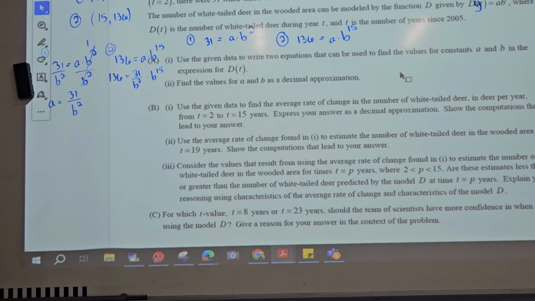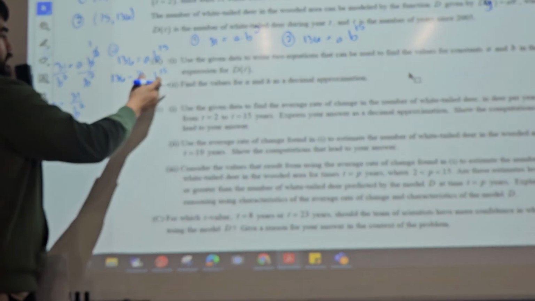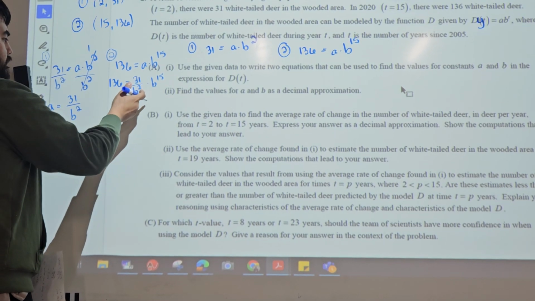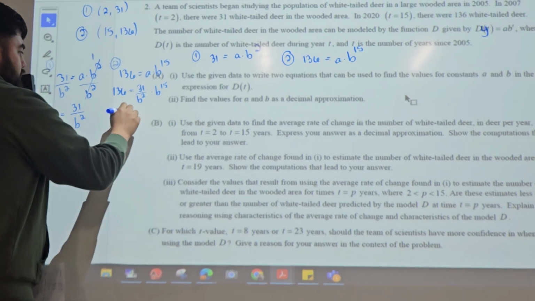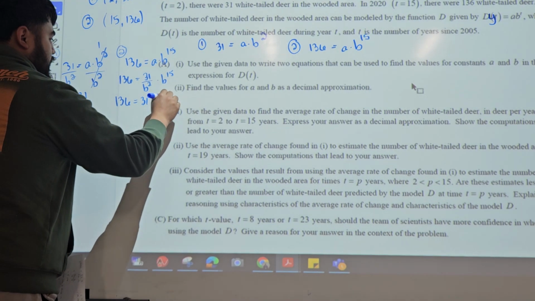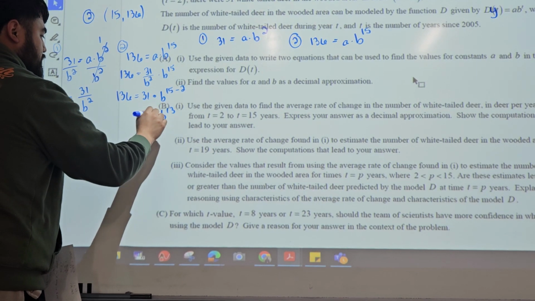So how could I simplify this? Quotient rule for exponents right here. You have the same base, B, right? So what do I do if I'm dealing with degrees? We'll just subtract them, right? So B, 15 minus 2. So that gives me B to the power of 13, right?